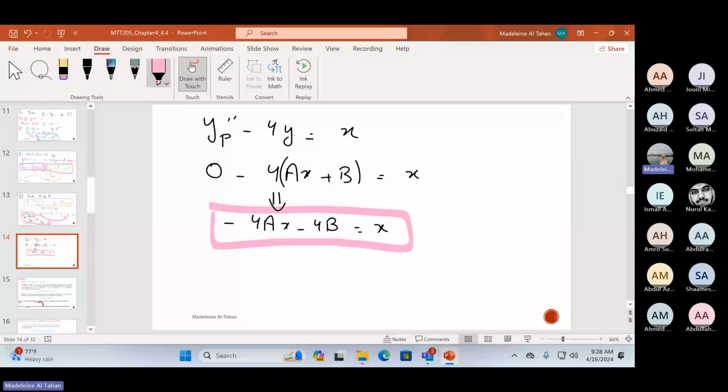What will be the next step? Please think about it a little bit. If you want, take notes as if you are in class. Do not just follow the slides. So again, we need to find A and B. How can you find A and B now?